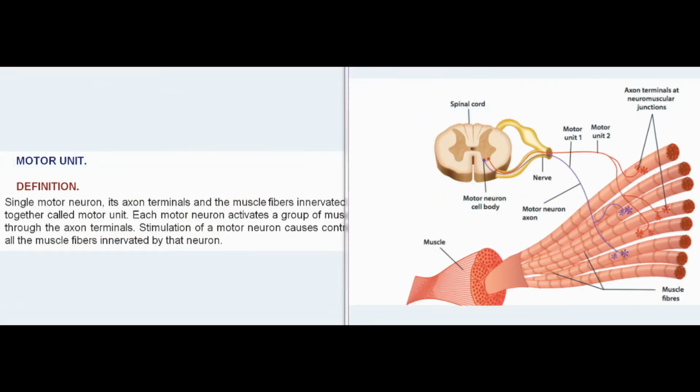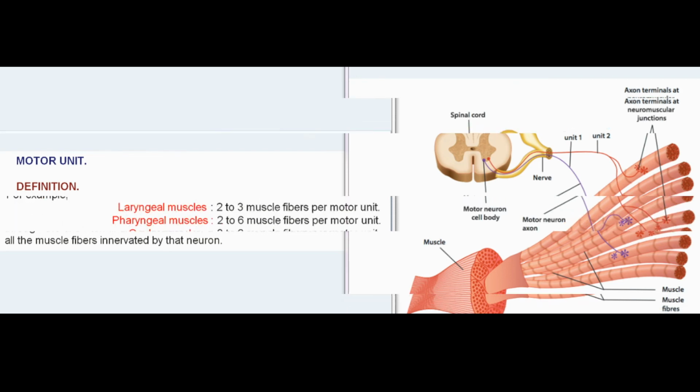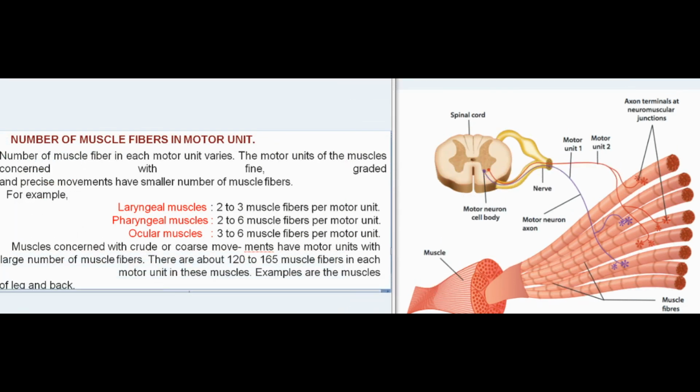Motor unit. Definition. A single motor neuron, its axon terminals and the muscle fibers innervated by it are together called a motor unit. Each motor neuron activates a group of muscle fibers through the axon terminals. Stimulation of a motor neuron causes contraction of all the muscle fibers innervated by that neuron. Number of muscle fibers in a motor unit. The number of muscle fibers in each motor unit varies.